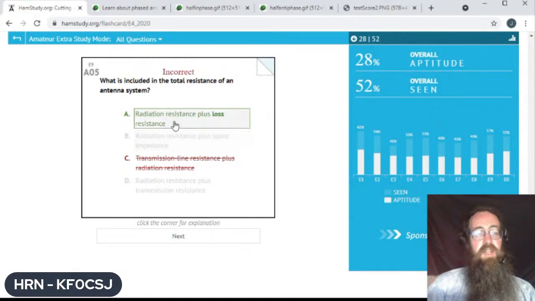Okay, so it's radiation resistance plus loss resistance. That would make sense because we have the radiation resistance, and then we have any loss that could be from the transmission line, or the loss resistance due to bad SWR would be another resistance loss. It's not in the transmission line, it's in the antenna itself, and that would cause the antenna to heat up and give additional loss.